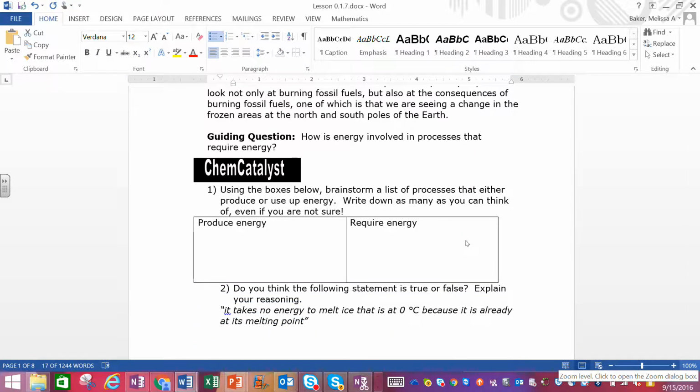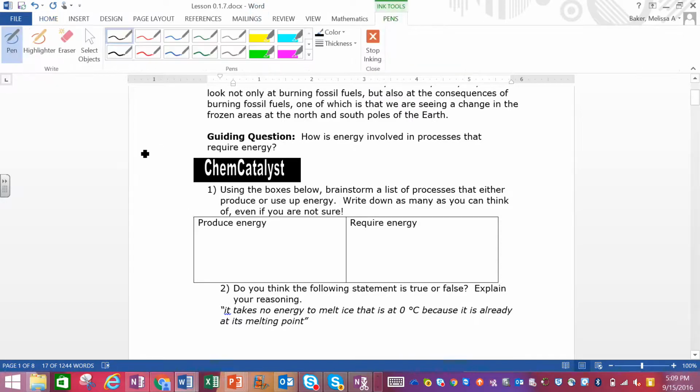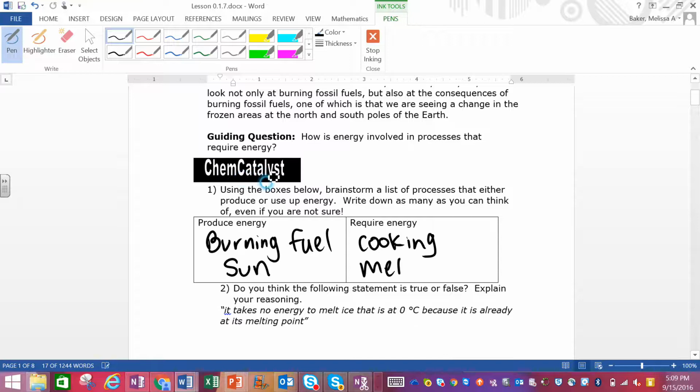So, for this activity, it asks you to warm up by thinking about things that produce energy versus things that require energy. In class, some people brainstormed that things that produce energy would be things like burning fuel, like we've been doing in class. The sun burns or produces energy. Things that require energy would be cooking, maybe boiling water. Melting is a process that requires energy, which is kind of giving away the answer to number two here.